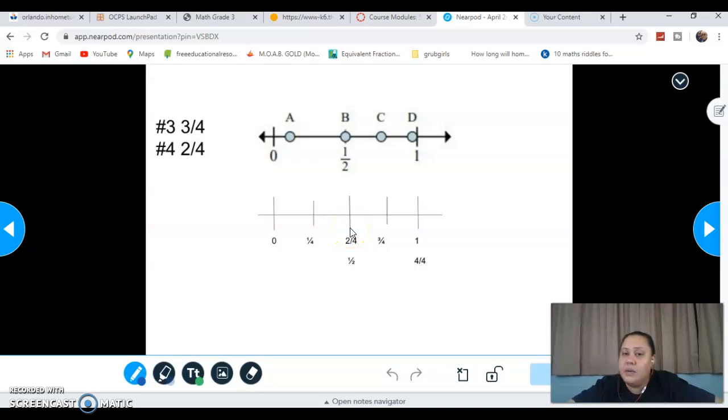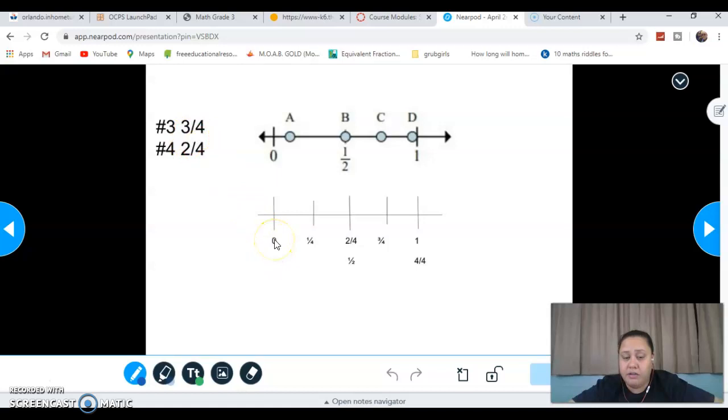So even though we're not dealing with halves, we know that halves are cousins of fourths and fourths are also cousins of eighths. So if I wanted to make this into eighths, I would first build my regular number line, cut it in half, and then cut each half in half. That would get our fourths. And if I wanted eighths, I would cut each piece here in half, and that would get me eighths. They're all related, guys.